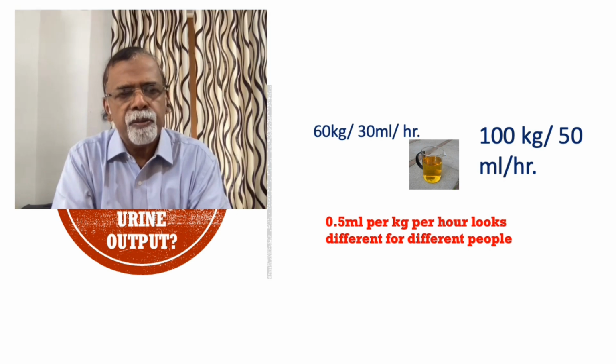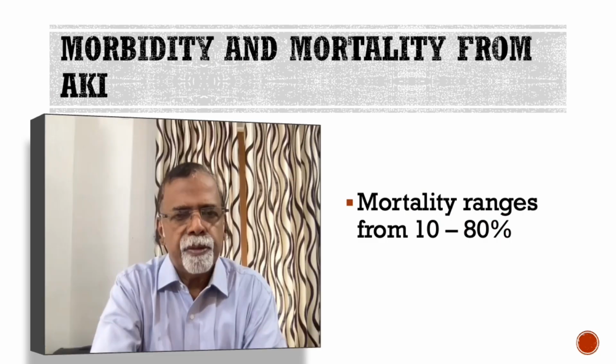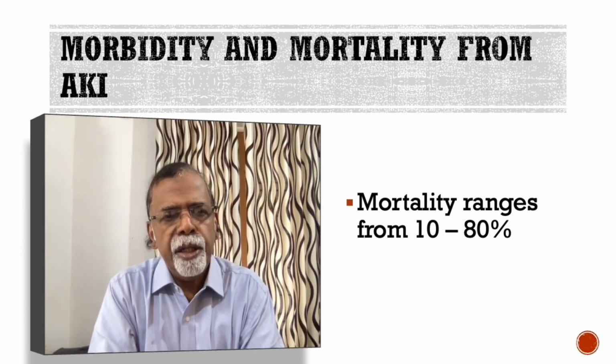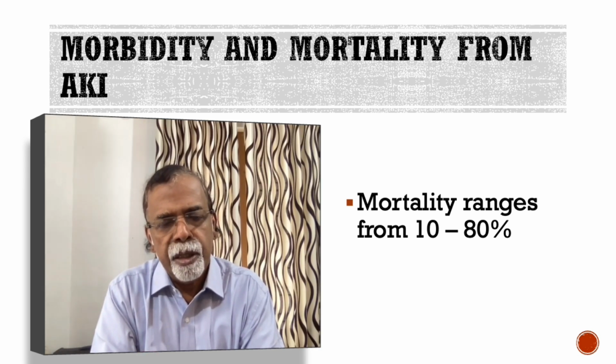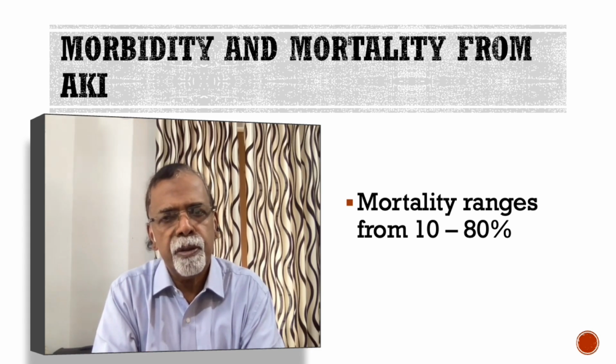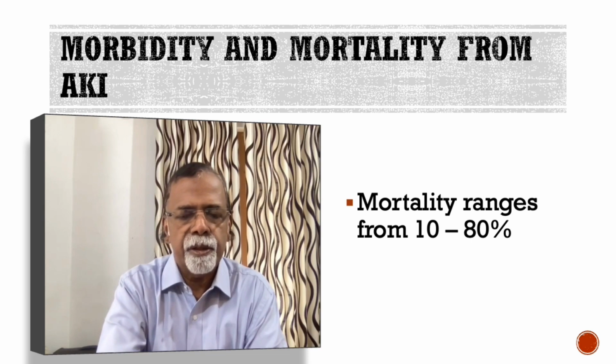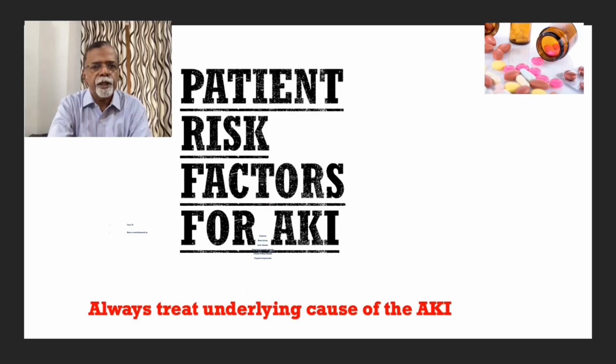What is adequate urine output? For a 60 kilogram person, it is 30 ml per hour. For a 100 kilogram person, it will be 50 ml per hour. Check this point. The morbidity and mortality from acute kidney injury varies depending upon the severity. It can go up to 80% in certain situations. Usually it's 30 to 40%. So keep in mind, it has significant morbidity and mortality.